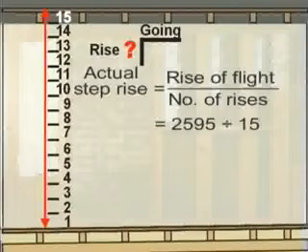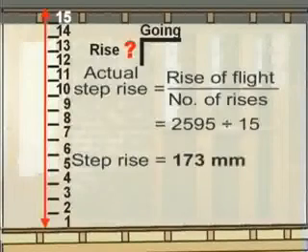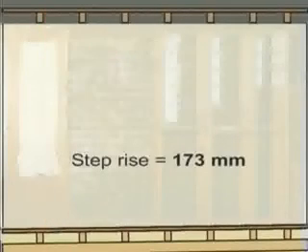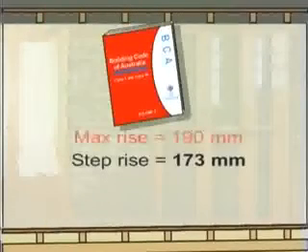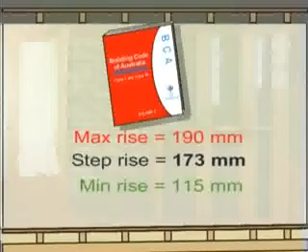2595 divided by 15 gives an actual step rise of 173 millimetres. The code stipulates a maximum step rise of 190 and a minimum of 115. This makes 173 millimetres acceptable.